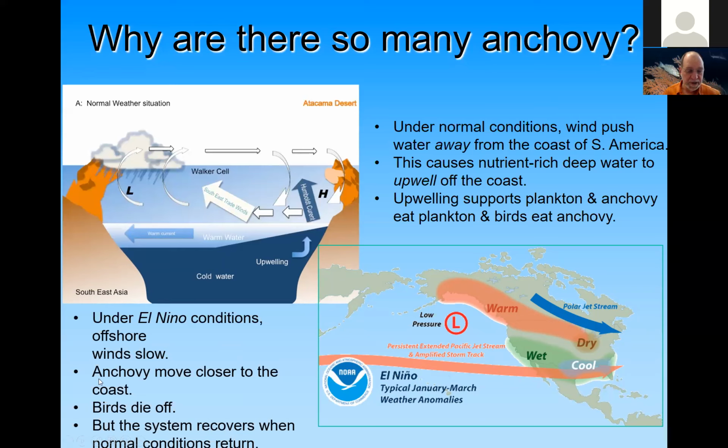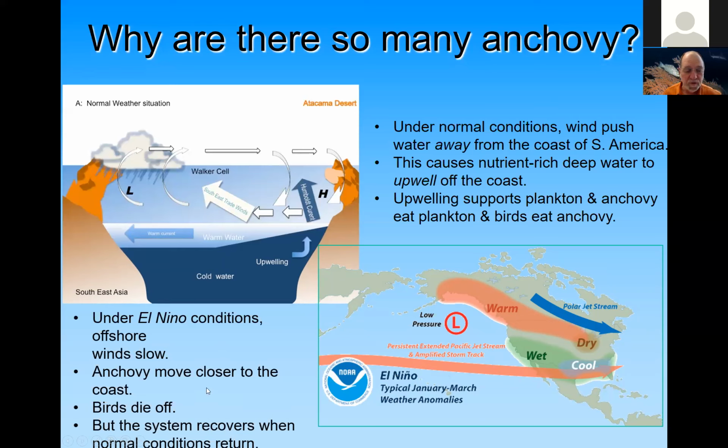So under El Nino conditions, the anchovy move closer to the coast. The birds, the cormorants that feed on them, die back. But that's a temporary condition. And as soon as the El Nino conditions dissipate and the normal wind regime resumes, then that upwelling starts again and the whole system can respond. Okay? So the anchovy can move further offshore. The bird populations can recover and grow back. And the system can return to, quote unquote, normal conditions of high productivity.